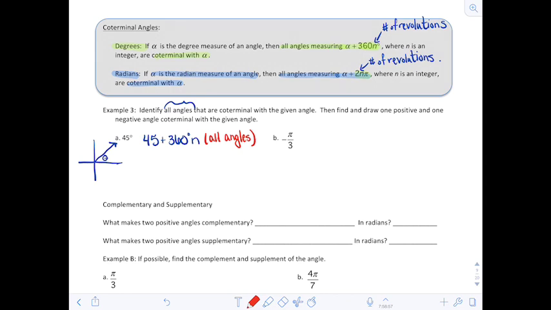Now, if they want one positive, well, let's give them one positive. We're going to do 45 plus 1 revolution. That would be 405 degrees. So we would start at the initial side, go all the way around 360, and one more. There's 405 degrees. Then if we want a negative, we're going to take 45 and subtract 360.